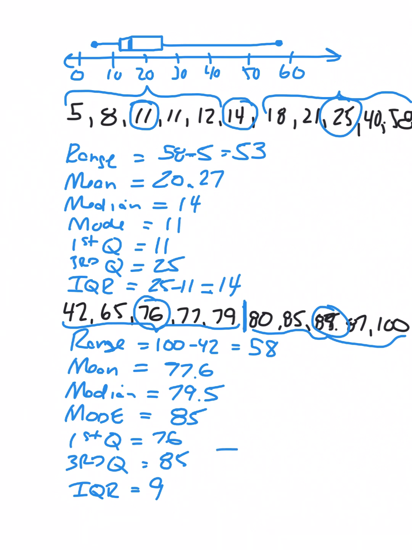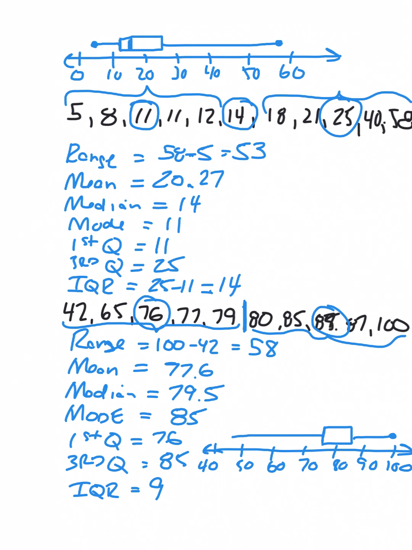Drawing a box plot for this one, I would scale this box plot. I'm going to start from 40. I'm going to go by tens, just making sure I include all the numbers on the list. And then my box will go from my first quartile of about 76 to my third quartile of 85. A whisker going out to the maximum of 100 and to the minimum of 42. And my median would be 79.5, so almost 80 there.